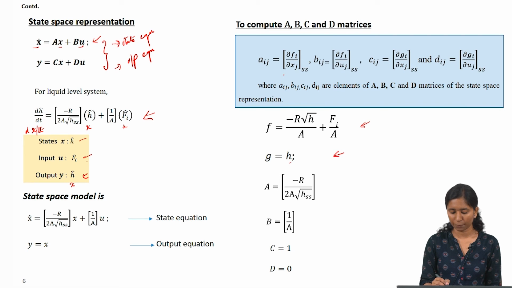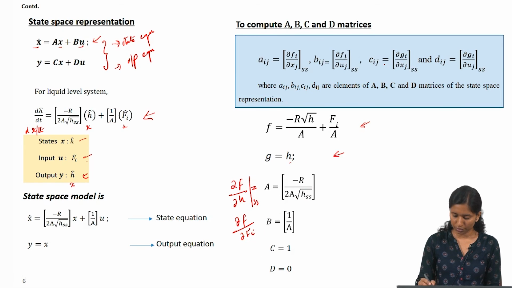So, for computing the elements of matrix A, we calculate dou Fi by dou Xj. Since there is only one element here, this is dou F by dou H. If we compute this, we will get minus r by 2a root HSS at steady state. This is dou F by dou u, and u in this case is Fi. So, we will get this expression, that is 1 by A.